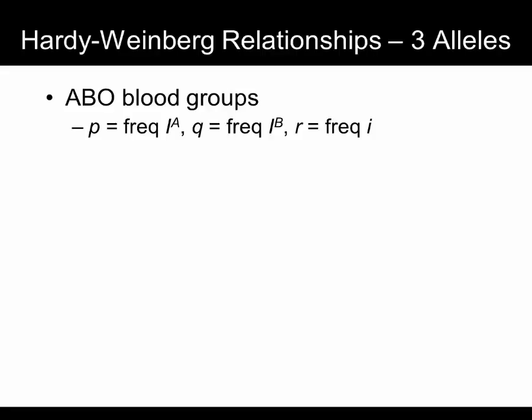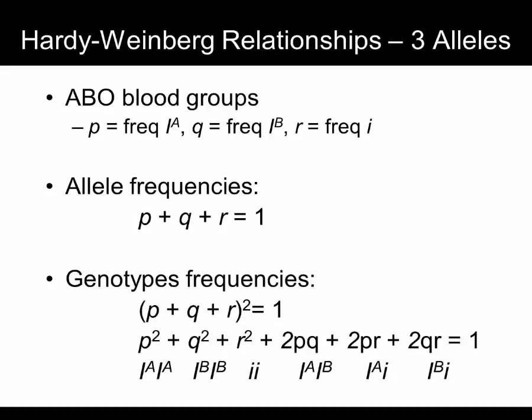Take ABO blood groups, for example. The third allele frequency is assigned the variable R. Now all of the sperm and all of the eggs are represented by P plus Q plus R. Square and expand, and you see the genotype frequencies are P squared plus Q squared plus R squared plus 2pq plus 2pr plus 2rq for the 3 homozygotes and 3 heterozygotes, but we'll mostly stick to situations with 2 alleles.